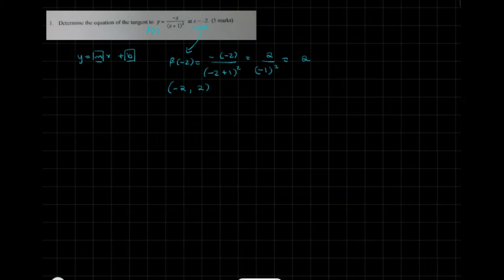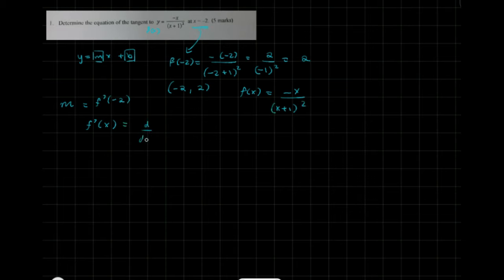Now, in order for us to find the slope of the tangent, we need to find the derivative function, f prime of x, but we're specifically finding the slope of the tangent at x is equal to negative 2. So we're basically finding f prime of negative 2. So f prime of negative 2 just means the slope of the tangent at x is equal to negative 2. So let's find the derivative function. So f prime of x here, we know that f of x is equal to negative x over x plus 1 squared. To find f prime of x, I'm going to be using the quotient rule.